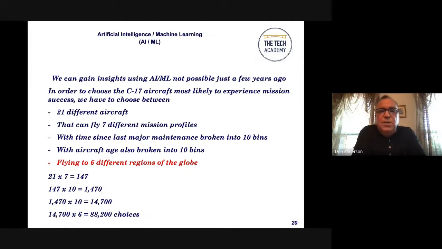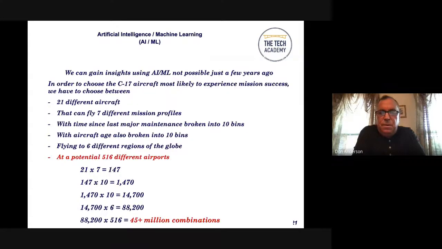And you can see the complexity of this is building pretty quickly. And it's also more complex than most human beings can even comprehend. But finally, there's 516 different airports we could choose from in Europe alone. That means we have over 45 million combinations to choose from. The only way that I know that we can do this is to use a sophisticated piece of software.